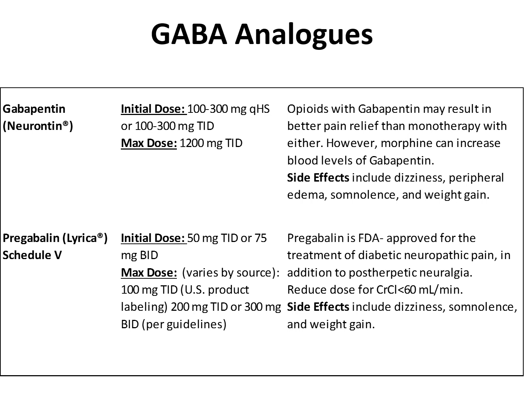It's a Schedule 5 drug and is FDA approved for the treatment of diabetic neuropathic pain, in addition to postherpetic neuralgia. It can include side effects such as dizziness, somnolence, and weight gain. We have to adjust the dose for creatinine clearance of less than 60 mL per minute. And both of these GABA analogs can be useful for pain control. Gabapentin is being evaluated to move to a scheduled drug, but currently, in 2018, it is still a non-scheduled agent.